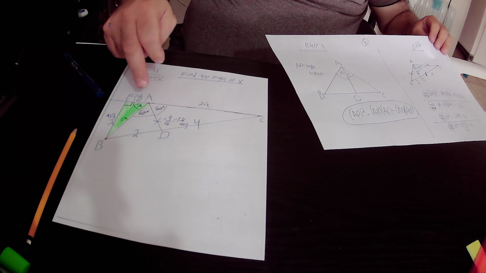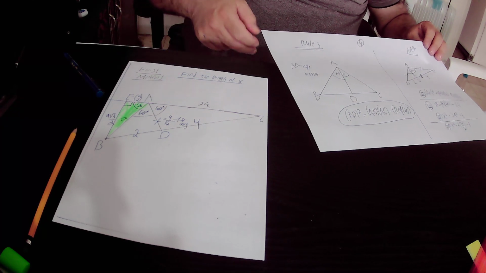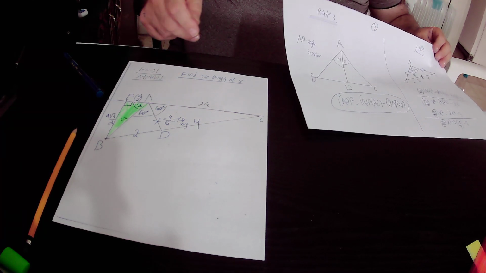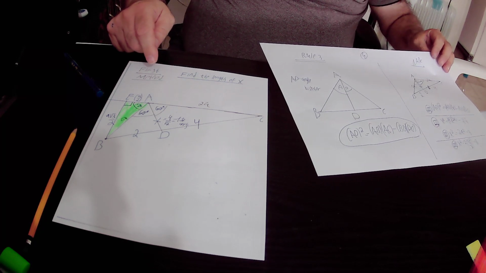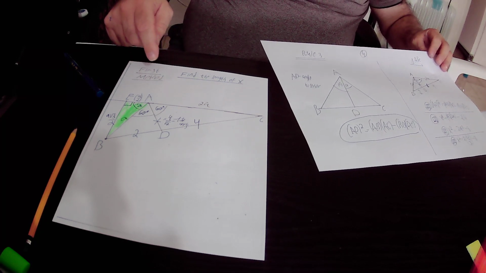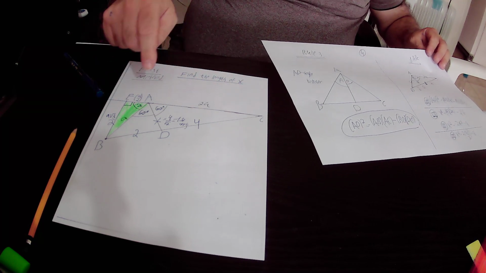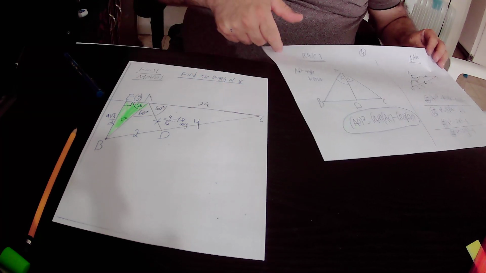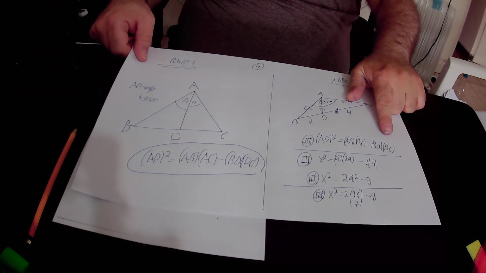Angle bisector AD divides angle BAC into 2 halves, each half equal to 60 degrees. For that reason, you can implement rule number 3 in triangle ABC. And according to rule number 3, we get that AD squared equals AB times AC minus BD times DC.